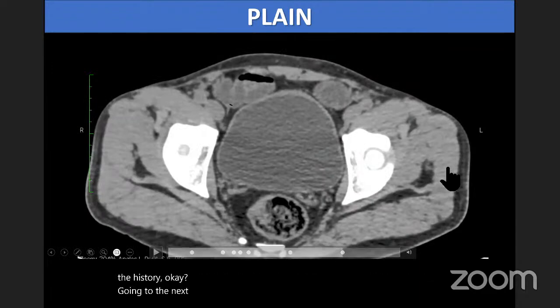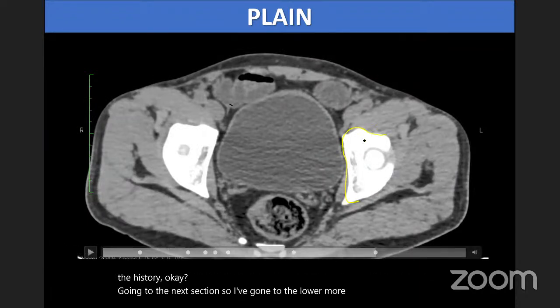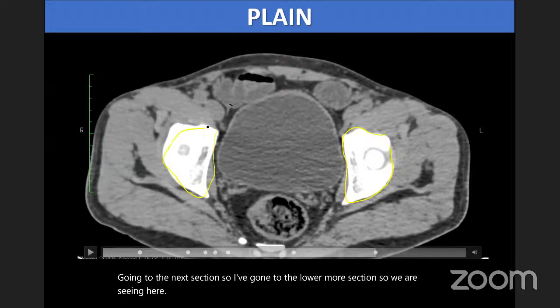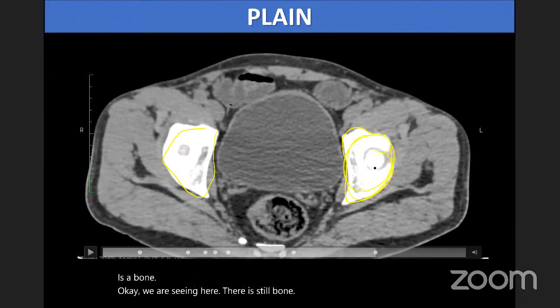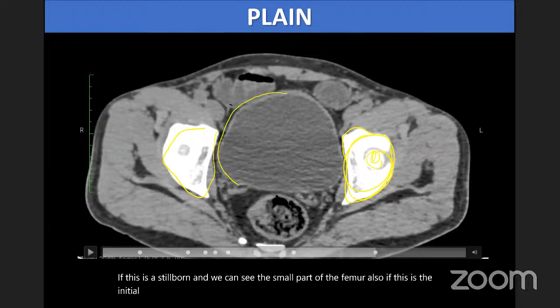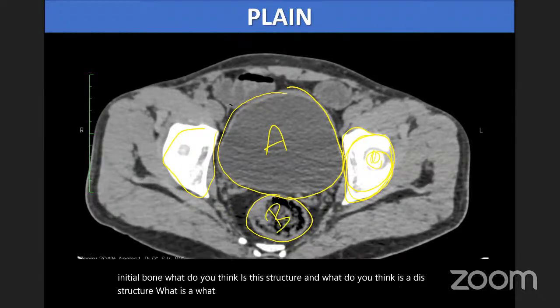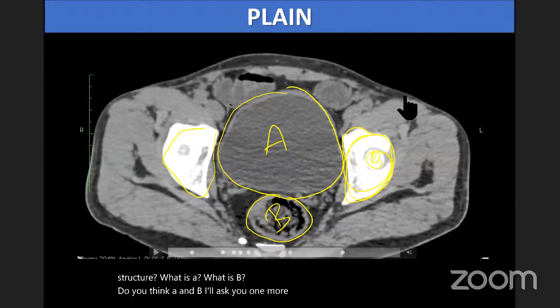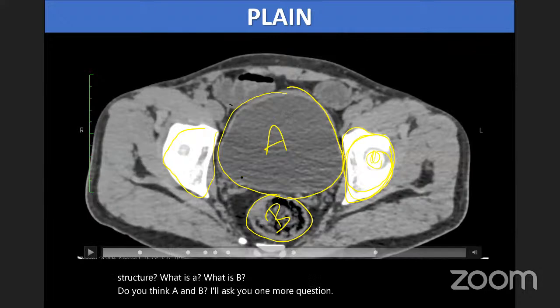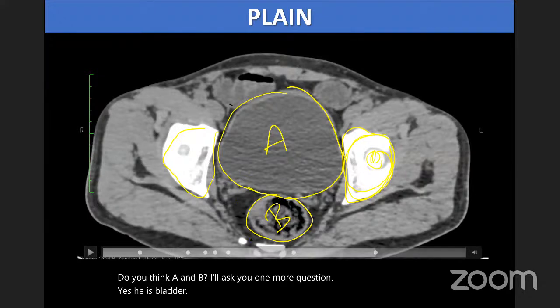So I have gone to the lowermost section. So what we are seeing here is a bone. Okay. We are seeing here the ischial bone, and we can see a small part of the femur also. If this is the ischial bone, what do you think is this structure? And what do you think is the structure? What is A? What is B? Till you think about A and B, I'll ask you one more question. Yes, A is bladder. B is rectum. Good.